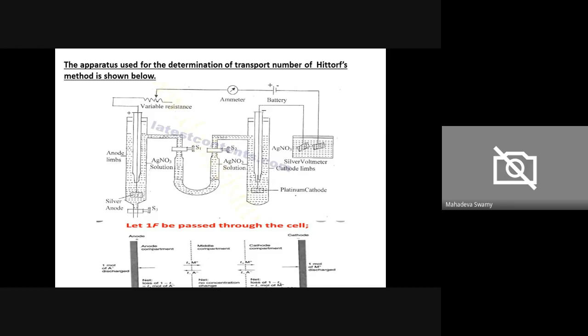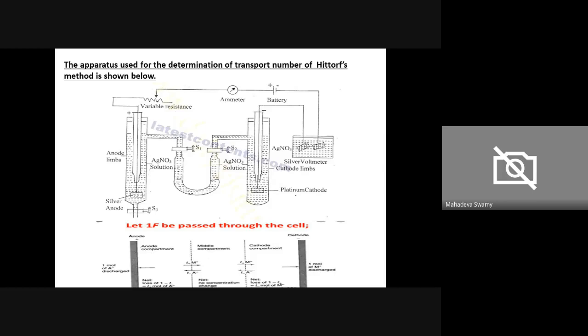This is the cathode limb. This is the negative sign. The ammeter is there. It will measure the flow of current. Next, in the center, a U-shaped tube is there. In this U-shaped tube, stopcocks are there. This is S1 and then S2, and in the anode compartment, the anode limb, an S3 knob is also there. What are the uses of this knob? I will tell you in the discussion. So these are the apparatus we are going to use in this experiment.